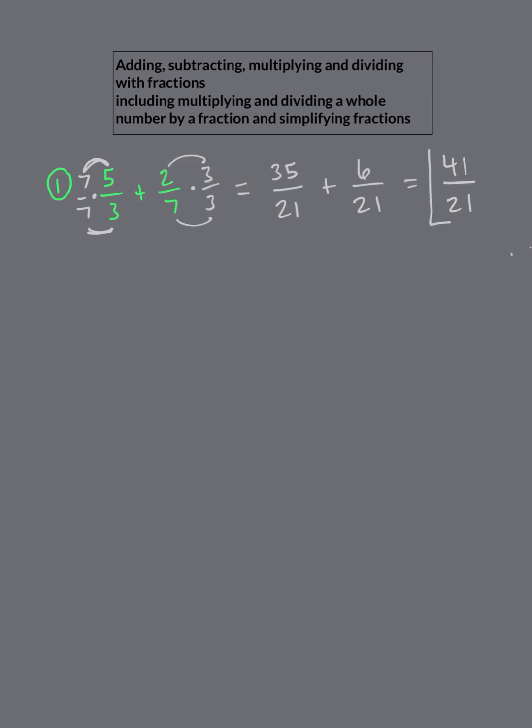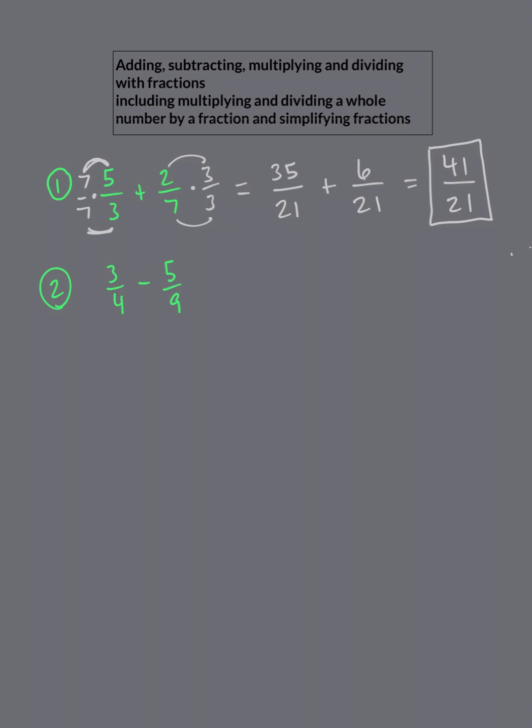Now I can leave this answer as my final answer because 41 and 21 do not have any common factors, so I cannot simplify this one. I could change it into a mixed number instead of this improper fraction where the numerator is bigger than the denominator, but that's not required, so we can leave it as this fraction.